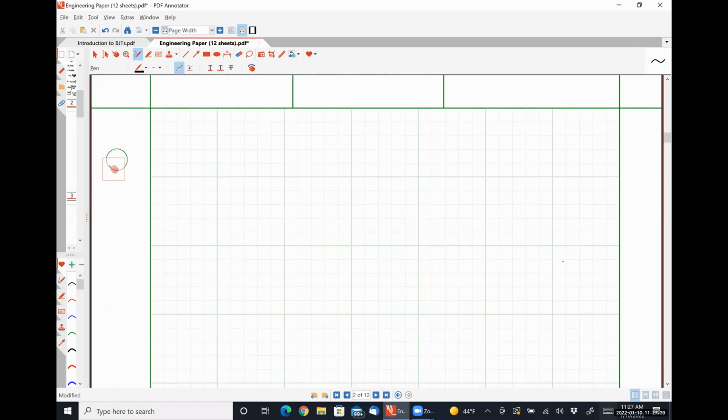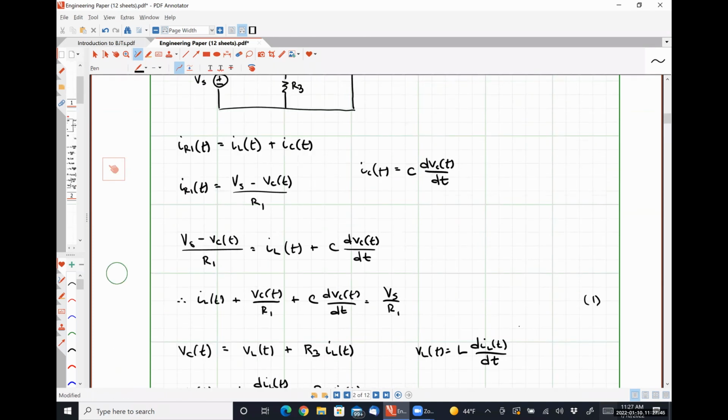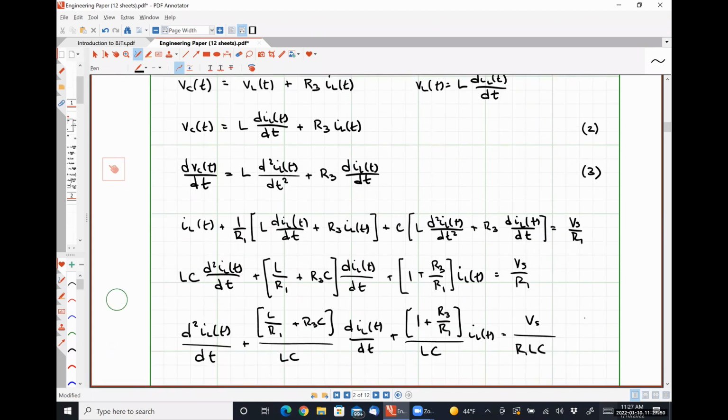Dang it, kept scrolling up. Go back one page. And so hopefully we can all easily see that this guy right here is B. This guy right here is C, which will now allow us to calculate alpha and omega naught. So let's calculate alpha and omega naught here and see what kind of circuit this is.